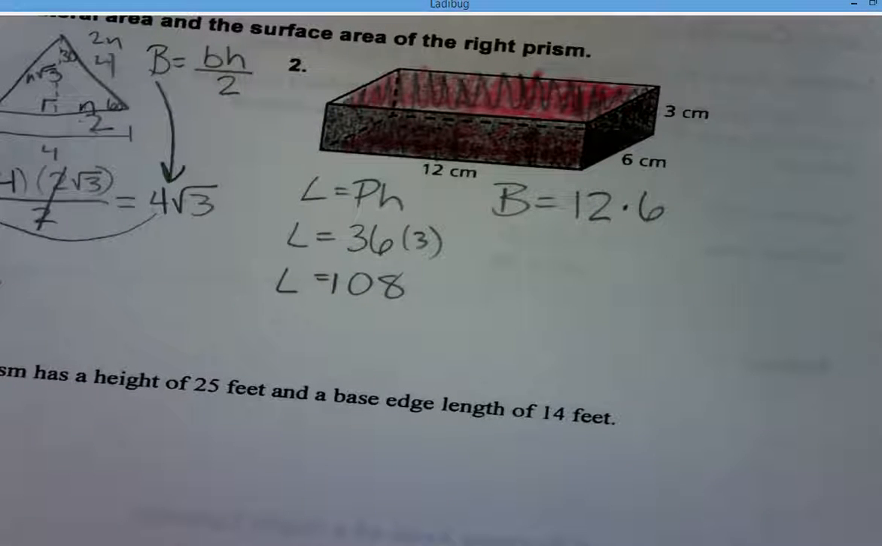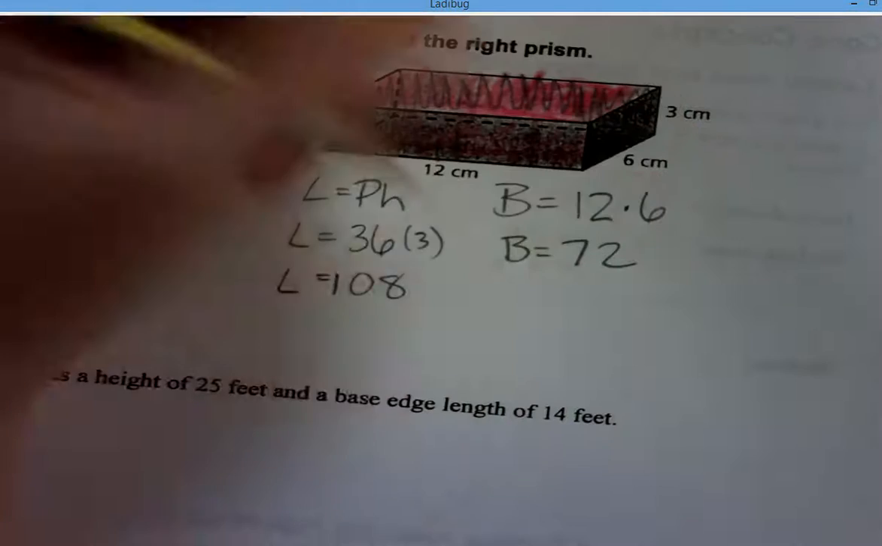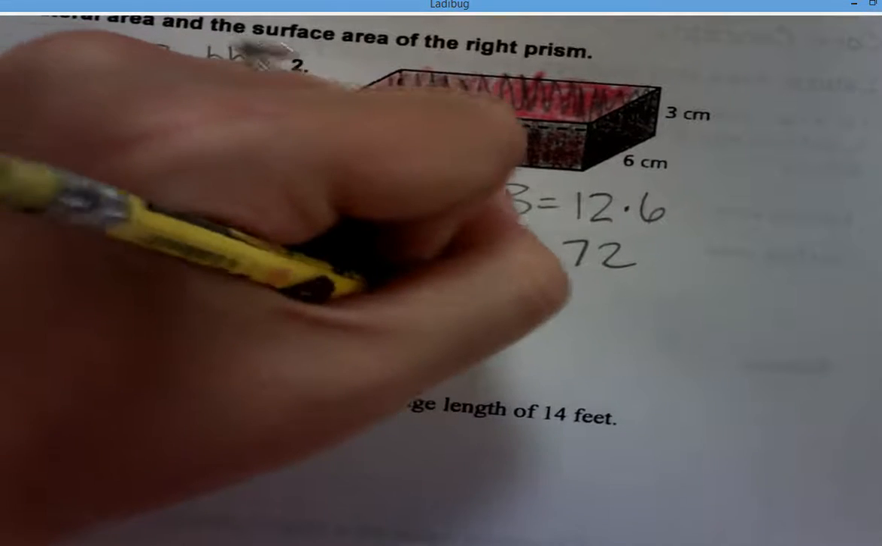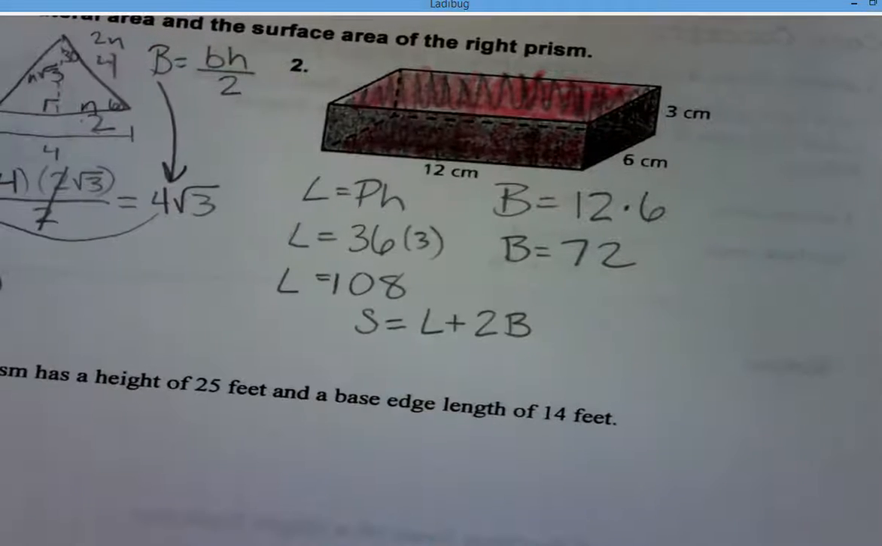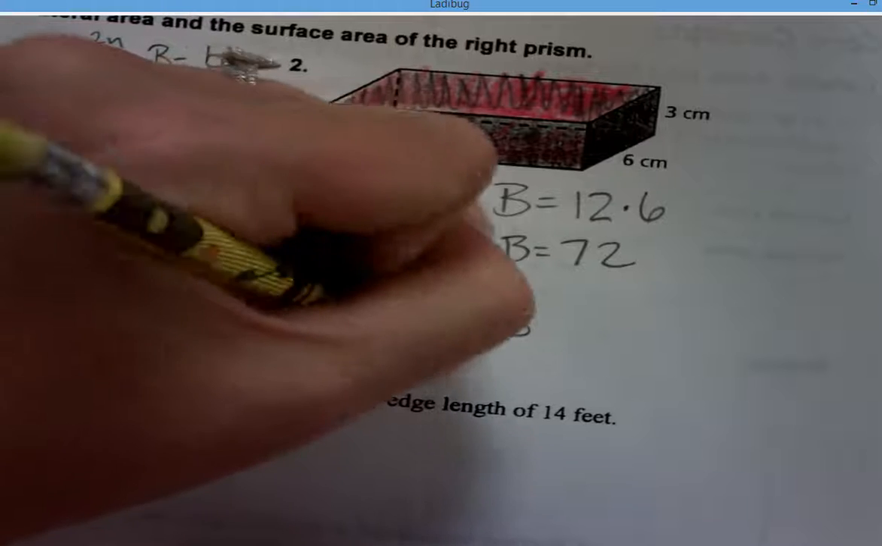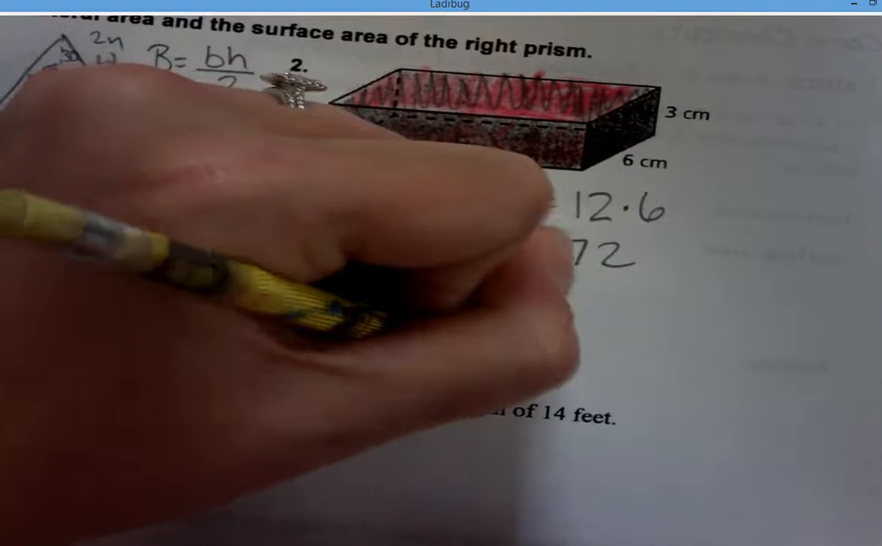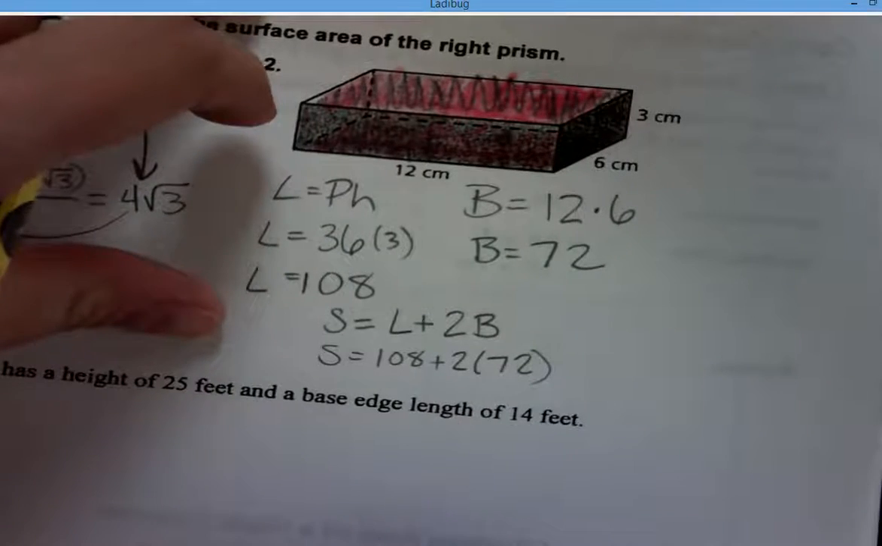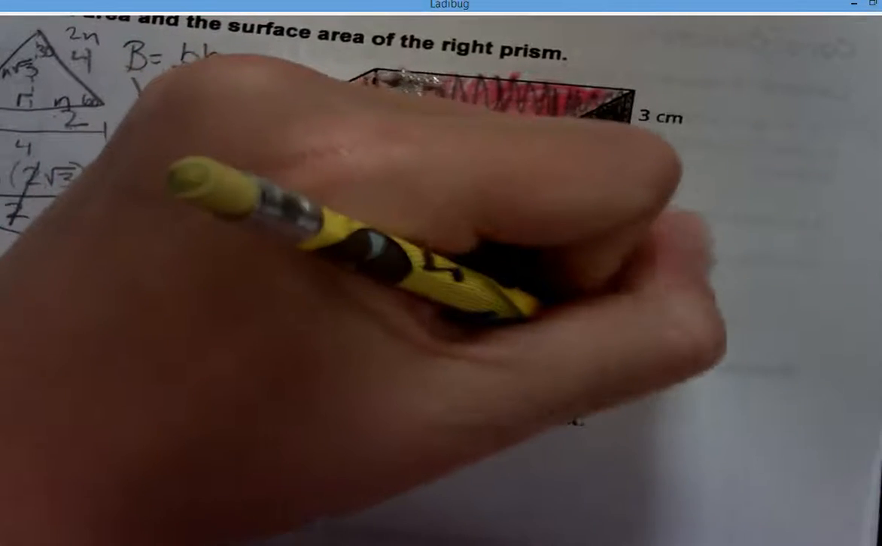I colored the bases in. You're finding the area of those bases. 12 times 6 is 72. So our total surface area is L plus 2 of our bases. You gotta add another base. So 180 would just be one base. So 108 plus 2 of the 72s. It's going to be 252 centimeters squared.